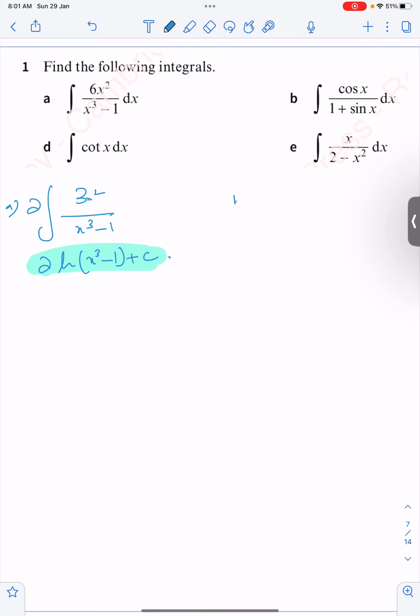Okay, the B part. The differentiation of 1 plus sine x. Differentiation of 1 is a 0. Differentiation of sine x is cos x. So the differentiation is up in the numerator, so simply you can write it as, I'm just copying the question, ln 1 plus sine x plus c. Okay, the c and the next part.